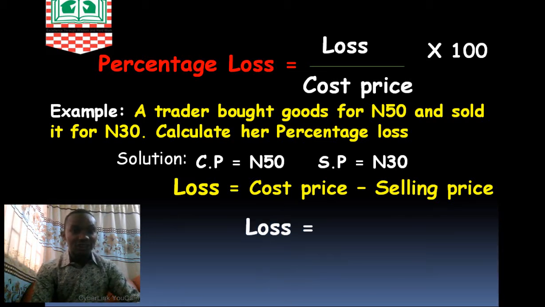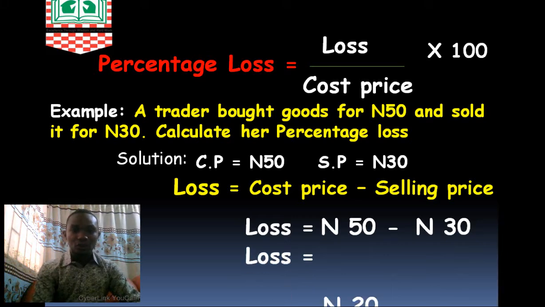Then we have the loss is equal to 50 naira, which is the cost price, minus 30 naira, which is the selling price. When you subtract that, you get 20 naira. Then the loss there is 20 naira. Then I can move on to the next slide to find my percentage loss.